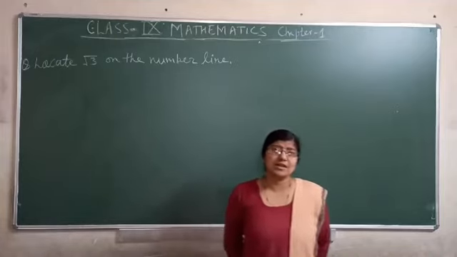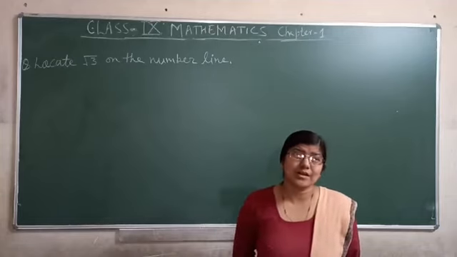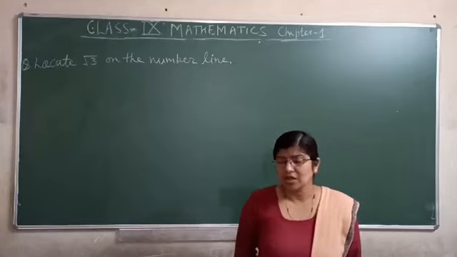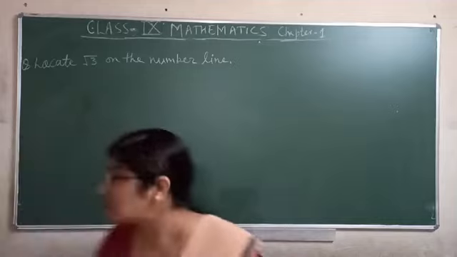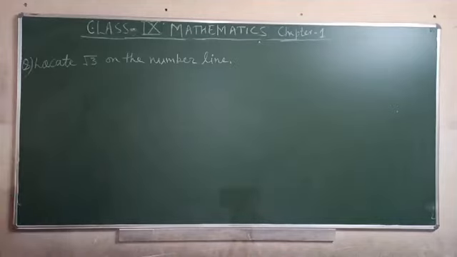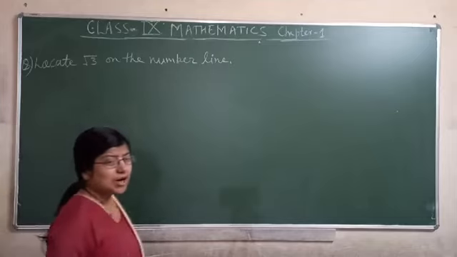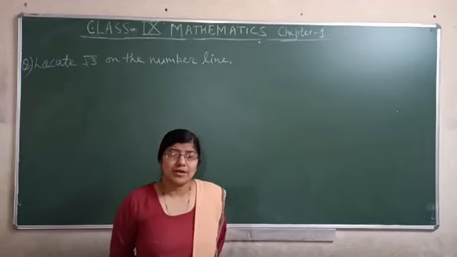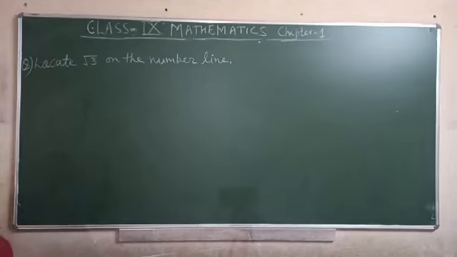Mathematics class for 9, and today we are doing drawing irrational number on the number line. So let's start. The question is, locate root 3 on the number line. In the previous video I told you how you will draw root 2 on the number line, and now we will draw root 3 on the number line.